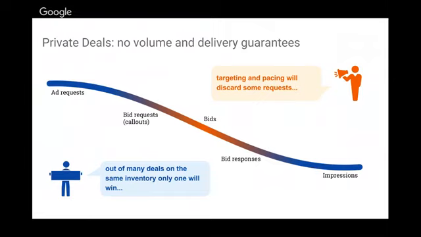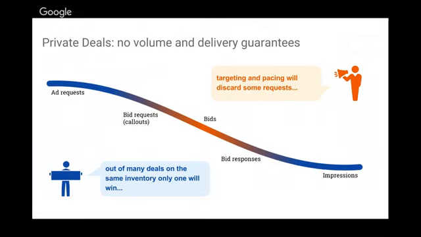And the other reason is that the buyer, as we said, can apply targeting and pacing and apply a budget to the campaign. So out of the inventory that you are offering, the buyer is able to discard some inventory because this is not what they are targeting, or they do not want to spend too much money on that deal, and then in the end they end up buying fewer impressions.